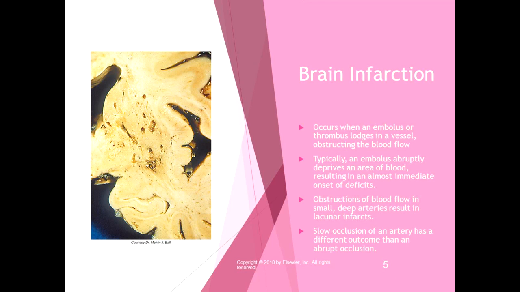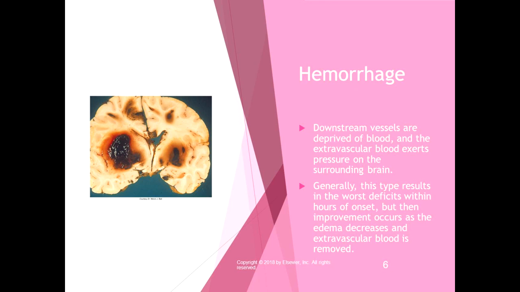Obstructions of blood flow in small, deep arteries result in lacunar infarcts. Slow occlusion of an artery has a different outcome than an abrupt occlusion. Slow occlusion is like arterial disease, happens over time, and abrupt occlusion usually results in immediate cell death. When there's a hemorrhage, the downstream vessels are deprived of blood, and the extravascular blood exerts pressure on the surrounding brain. Generally a hemorrhagic stroke results in worse deficits within the hours of onset, but then improvement occurs as the edema decreases and the extravascular blood is removed. So it appears at the beginning that there are worse deficits, but then as the edema subsides, you regain some function.